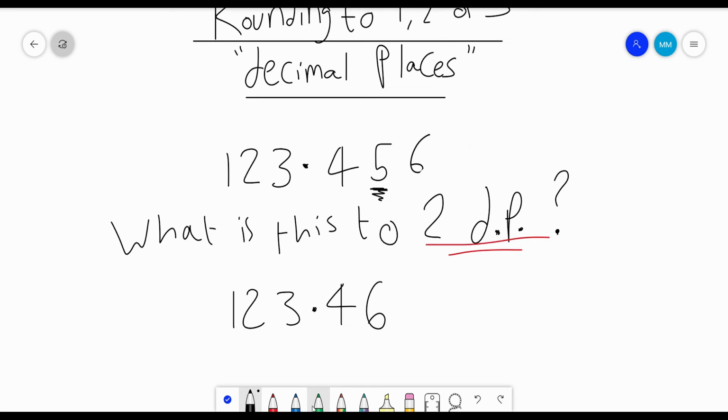Remember, we do not put a 0 here. We do not do that at all. Remember, you've been asked 2 decimal place, so there must be 2 numbers after the decimal point. No excuses. Which now leads me on to a final point.